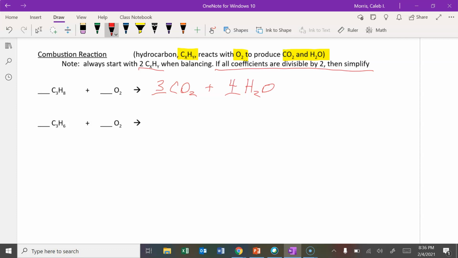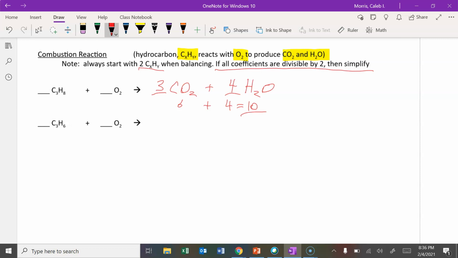Now we want to do a little bit of math with our oxygen. So I have 3 times 2, that gives me 6 oxygen. And I've got oxygen over here too, so I need to add those together. 6 plus 4 times 1 is 4. 6 plus 4 equals 10. So I have 10 oxygen.